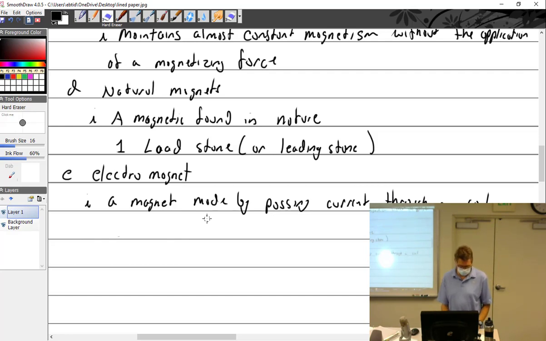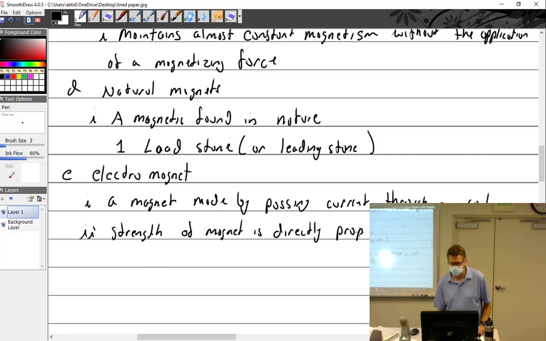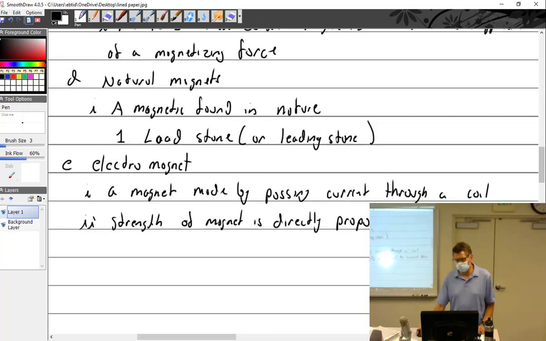This particular one is when a coil is held in the left hand with the fingers pointing in the direction of current flow, the thumb will point to north. That's not really important. The strength of the magnet is proportional to the amount of current. Yeah, that would make sense. Strength of the magnet is directly proportional to current flow. Higher the current, stronger the magnet.